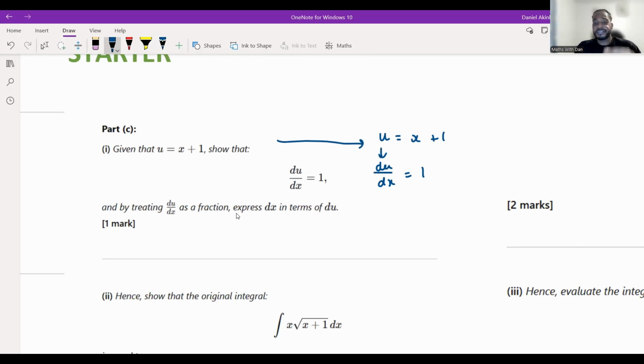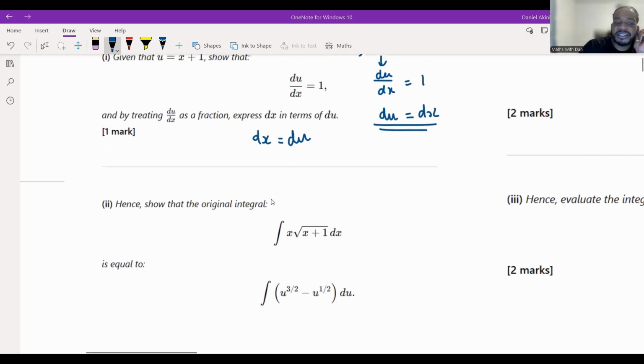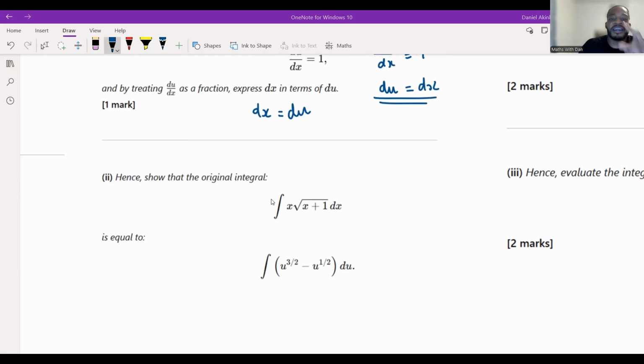And now if I treat that as a fraction and I want dx in terms of du, then I'm just going to multiply both sides by dx, aren't I? So I'm going to get du is equal to dx. So did we get that for dx? Dx is equal to du. Did we get that? Good stuff. Brilliant. And then it says, hence show that the integral of x root x plus one dx is equal to that.